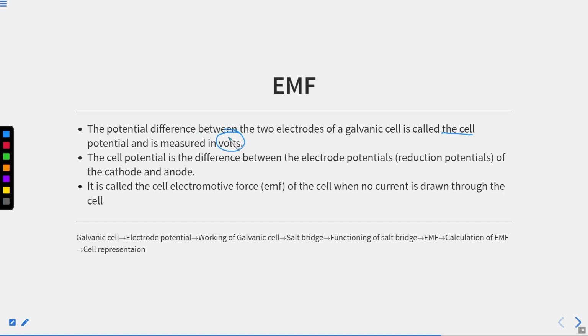This is important. Due to the movement of electrons, we have seen a current. Why were the electrons moving? Due to the development of a potential difference between the two electrodes. This potential difference between the two electrodes is called the EMF of the cell, and it is measured in volts. It is basically the difference between the reduction potentials of the cathode and anode. We will see later why this is the reduction potential. EMF stands for electromotive force, where no current is drawn through the cell.